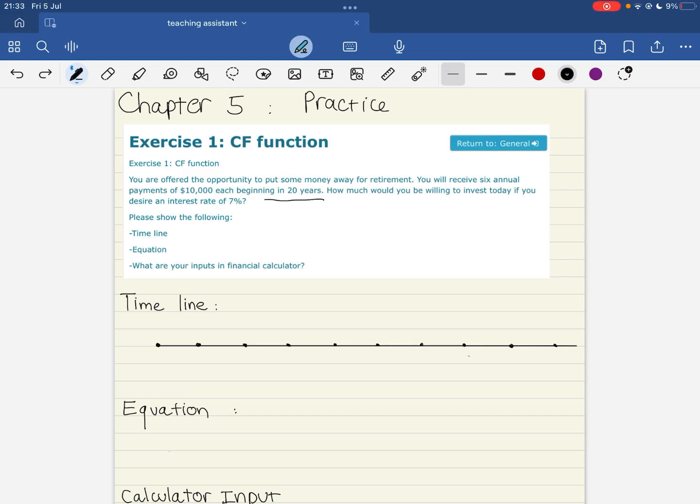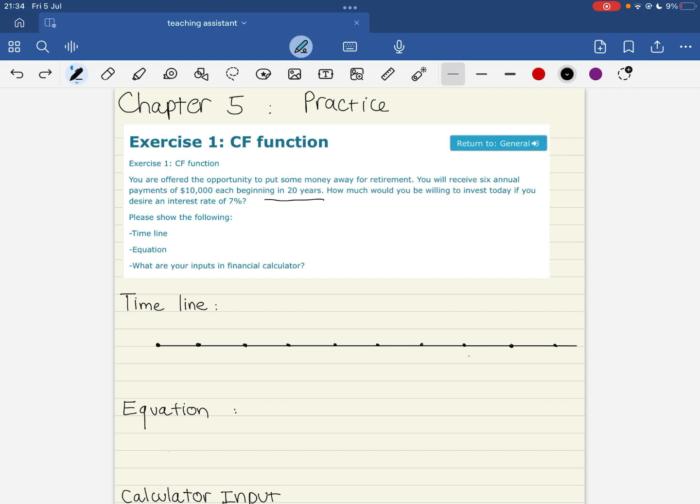Today, we will practice Chapter 5, Discounted Cash Flow Valuation. Exercise number 1 will require us to use the CF function in the BA calculator. So first of all, let's read through the question together. You are offered the opportunity to put some money away for retirement. You will receive 6 annual payments of $10,000 each beginning in 20 years. How much would you be willing to invest today if you desire an interest rate of 7%?